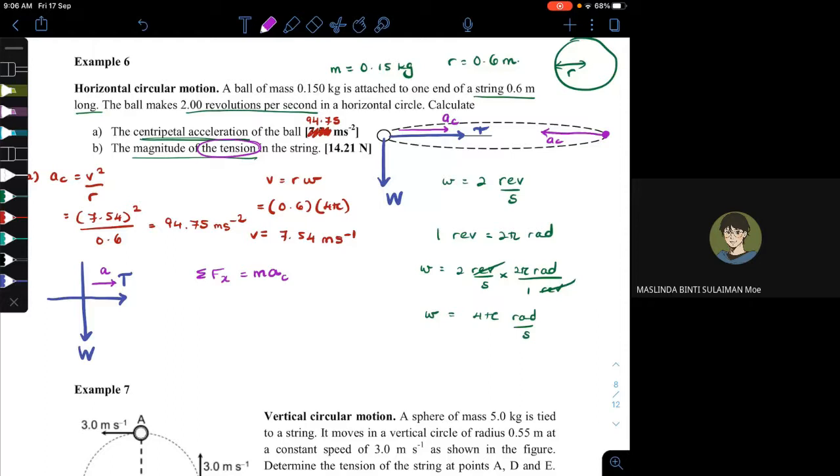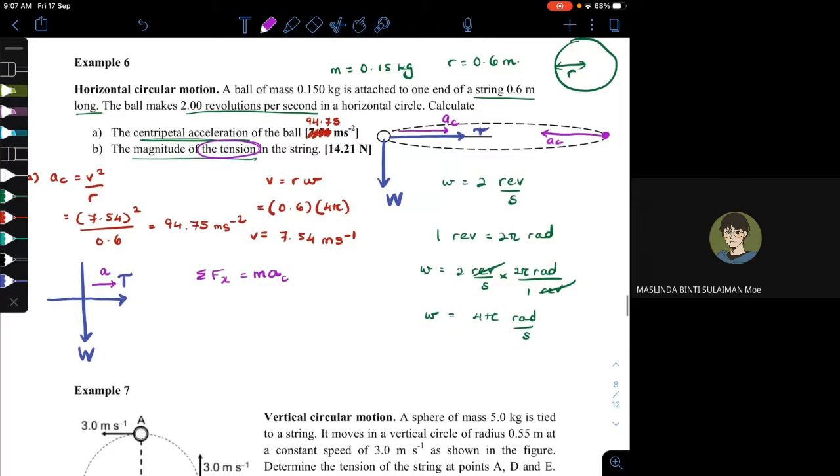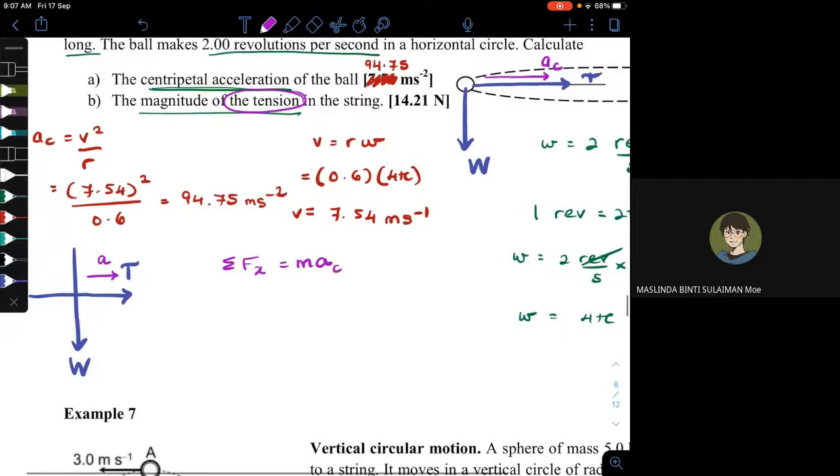Okay, and then can anyone tell me apa force yang wujud dekat X component? Yang kamu nampak clearly. Anyone want to answer? Only tension. Okay, very good. So tension saja kan? And then nilai tension ni ke kanan. So nilai dia positif lah. Okay. And then acceleration also to the right. So nilai dia positif lah kat sini. So tension is actually sama dengan MAC.